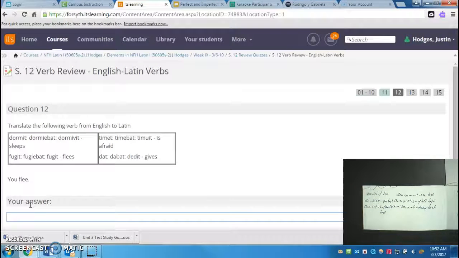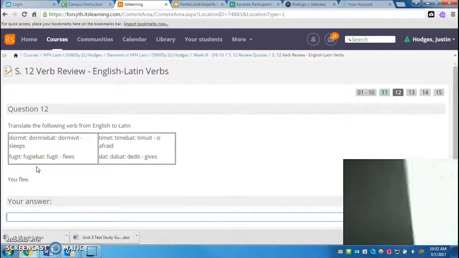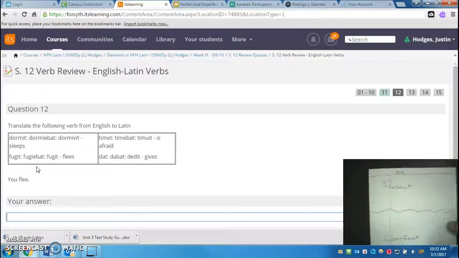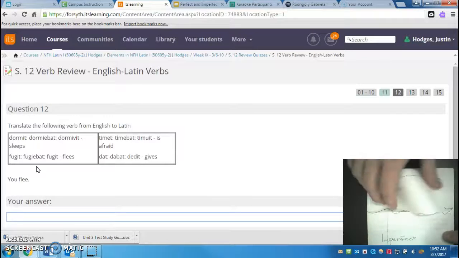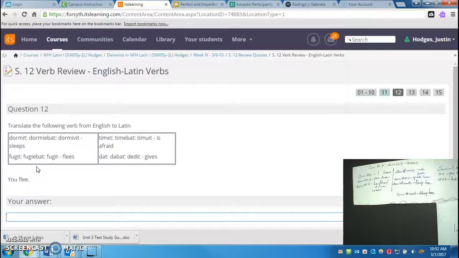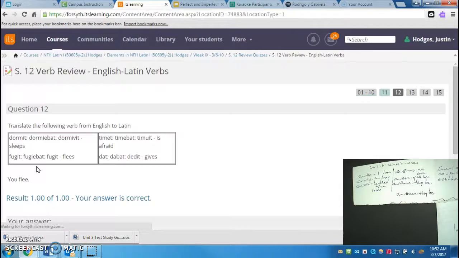Okay. You flee. That's happening now. That's present tense. O, s, t, mus, tis, unt. We need second person, since it's you. Second person singular will be the second letter, which is S. So fugit should turn into fugis. Look at that.